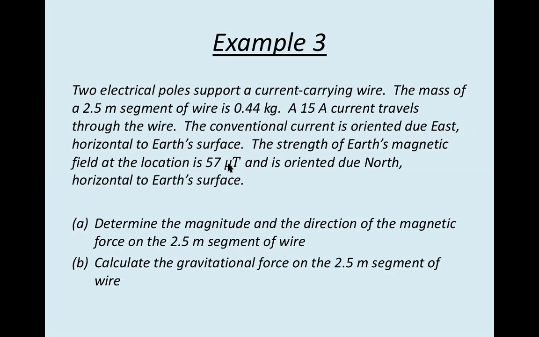So micro means 1,000,000 times smaller than 1 Tesla, and is oriented due north, horizontal to Earth's surface. And the question is to determine the magnitude and the direction of the magnetic force on the 2.5 meter segment of wire, and then calculate the gravitational force.